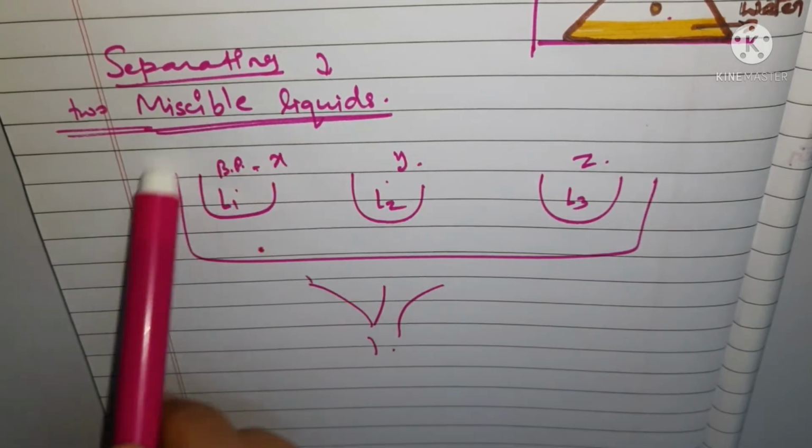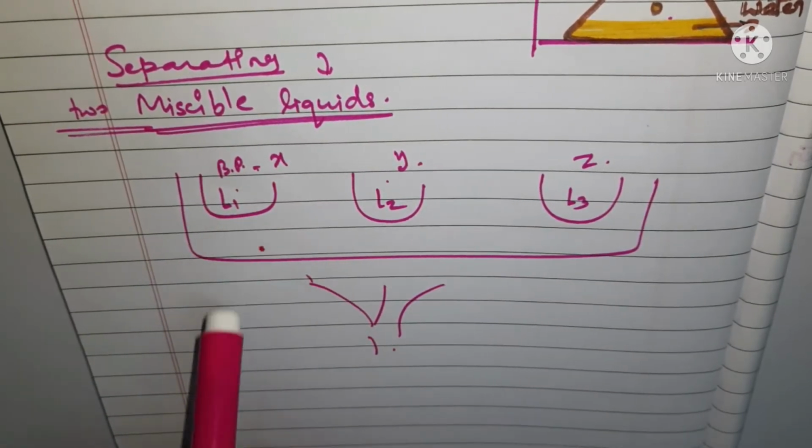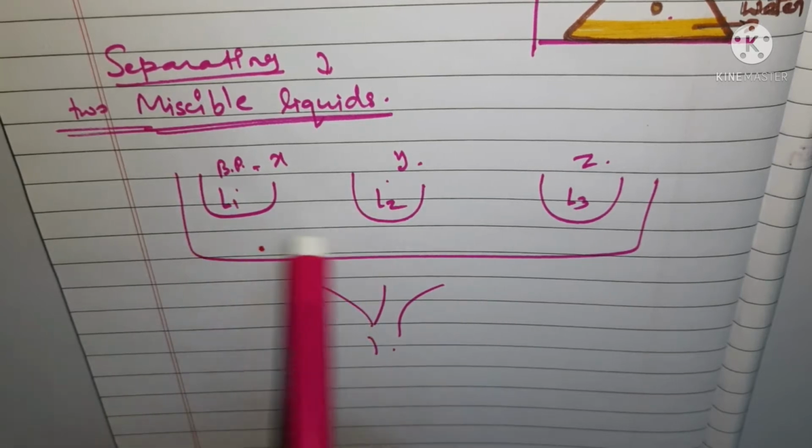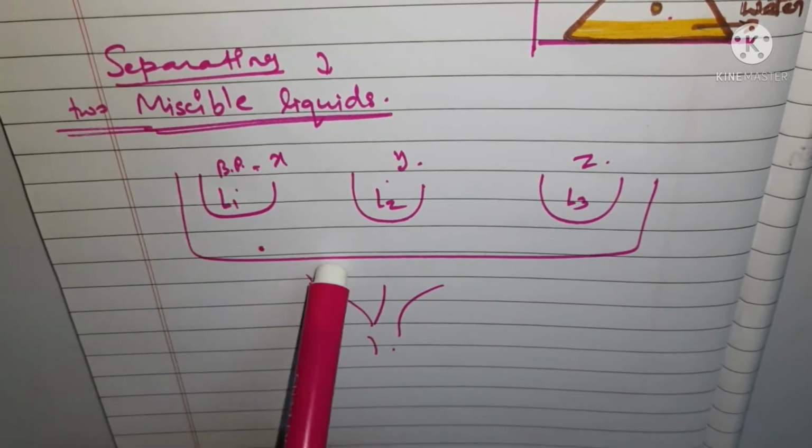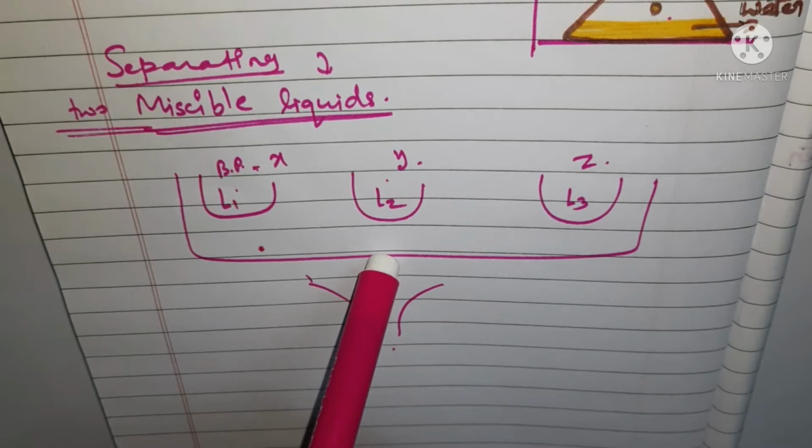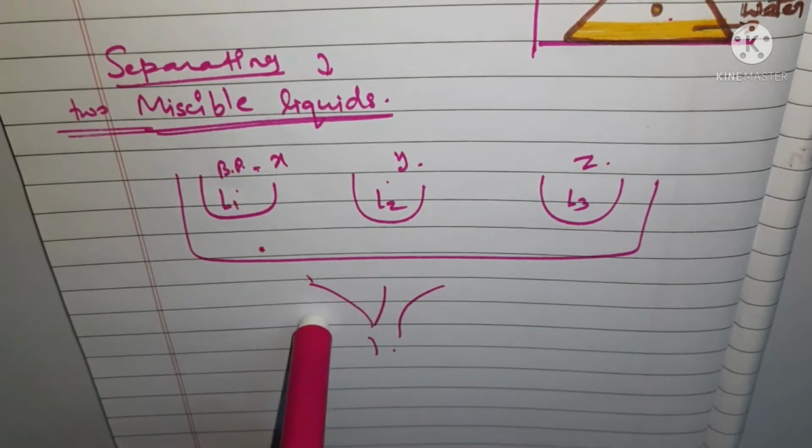But how, when these two or three liquids are miscible and dissolved in each other, are we going to separate them? What principle is going to be used here?